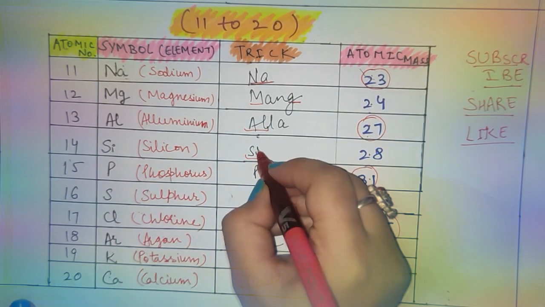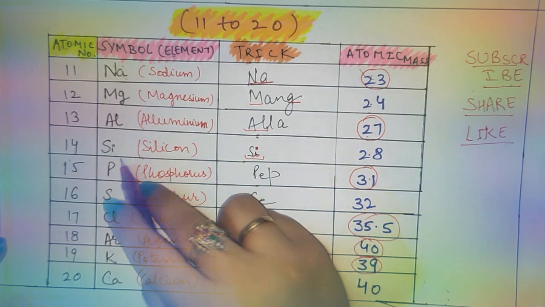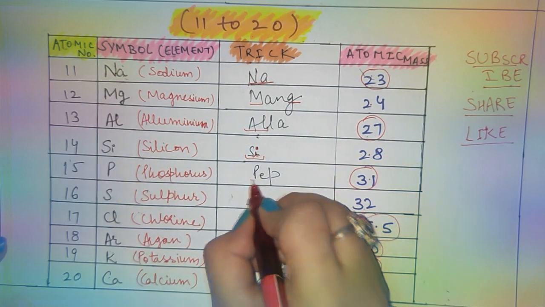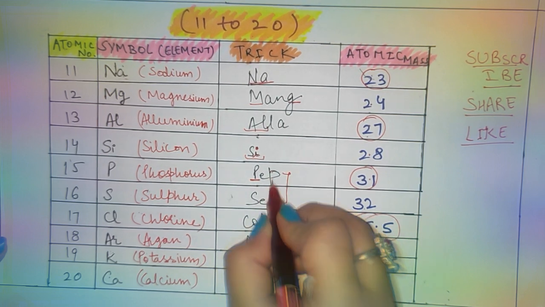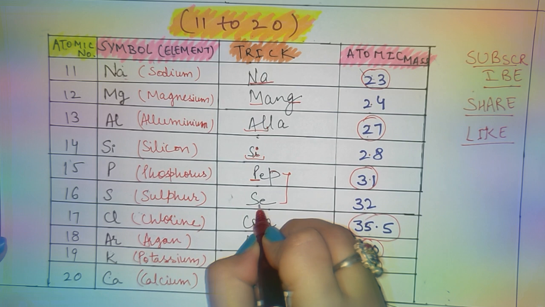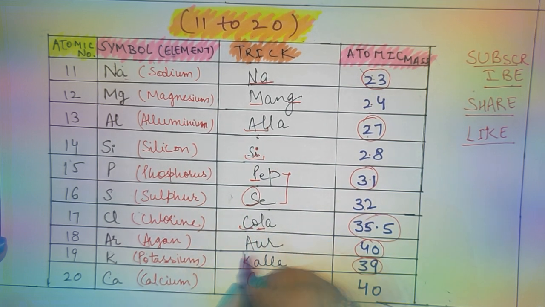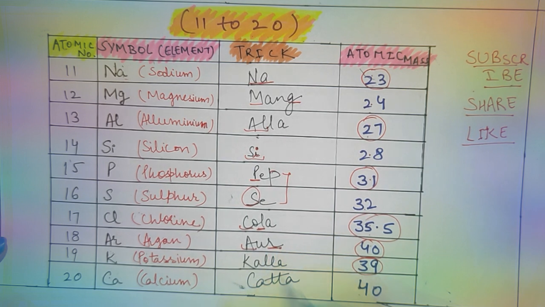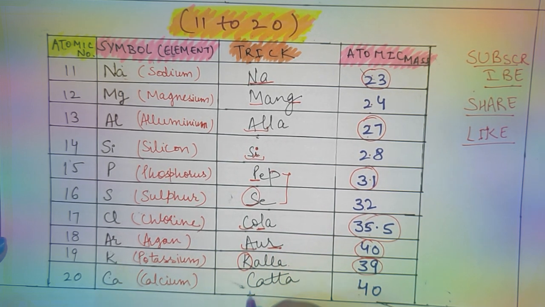So here we have sodium, Na for Na, Mang for magnesium Mg, aluminium Al, Allah, silicon is for Allah Say. Here we use I for writing Say so that we can easily get the symbol Si. Then Pepsi for P, phosphorus. Pepsi is one word but we split it here: Pepsi, and S is for sulfur, Cola is for chlorine, Ar is for argon, and K is for Kala, potassium, and Kala Katta, Ca, for calcium.